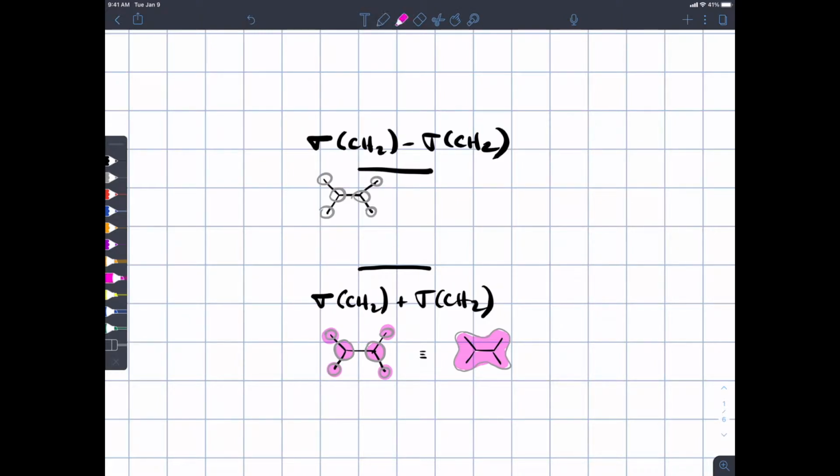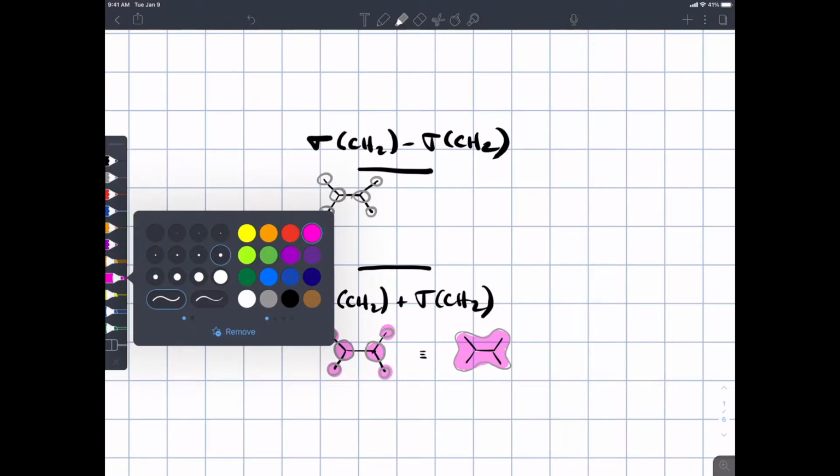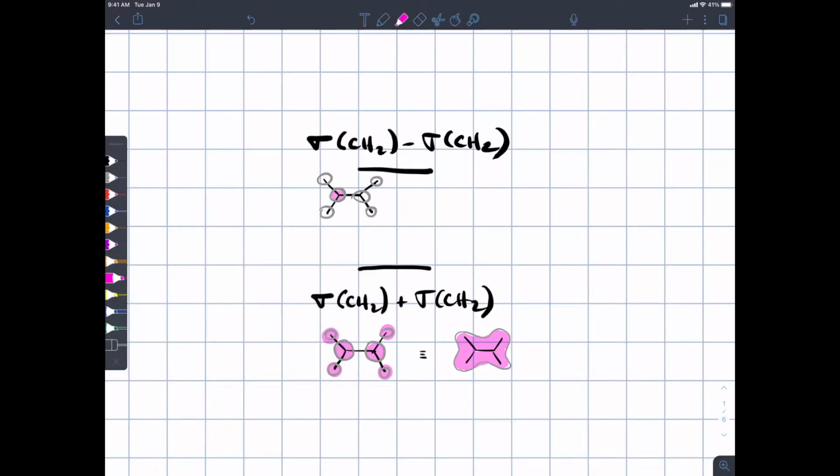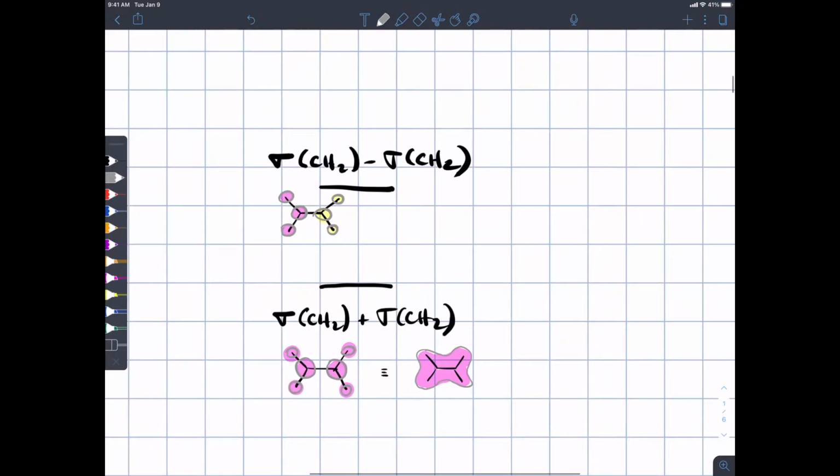Now, you might ask, isn't this an antibonding orbital? And the answer is yes and no. It has a phase change in between the two carbon nuclei, and so in that sense, it is carbon-carbon antibonding, but it also has the same phase between carbons and hydrogens, and so it's carbon-hydrogen bonding. So it's not a fully bonding or antibonding orbital. It's someplace in the middle.